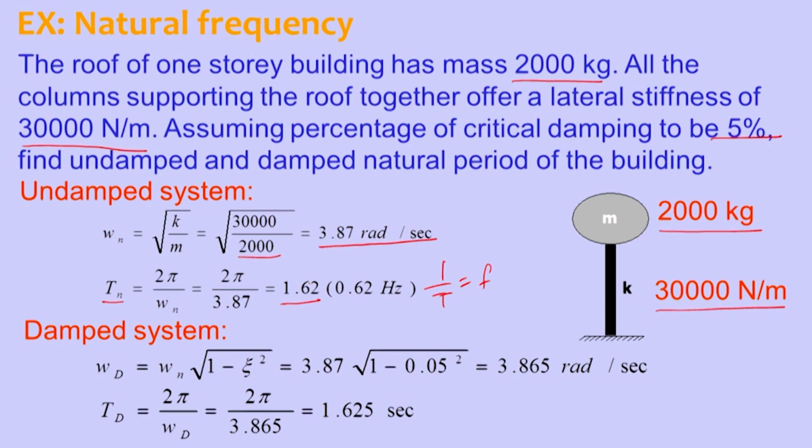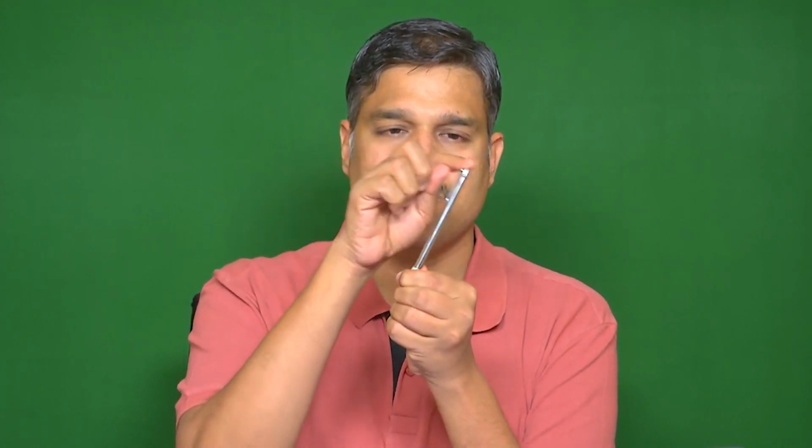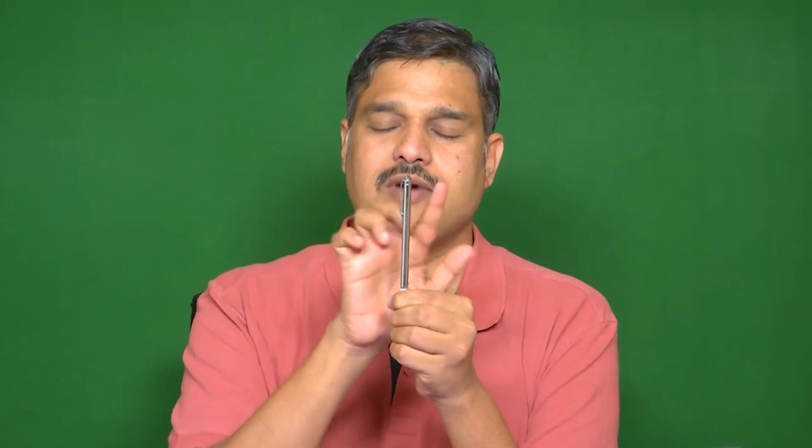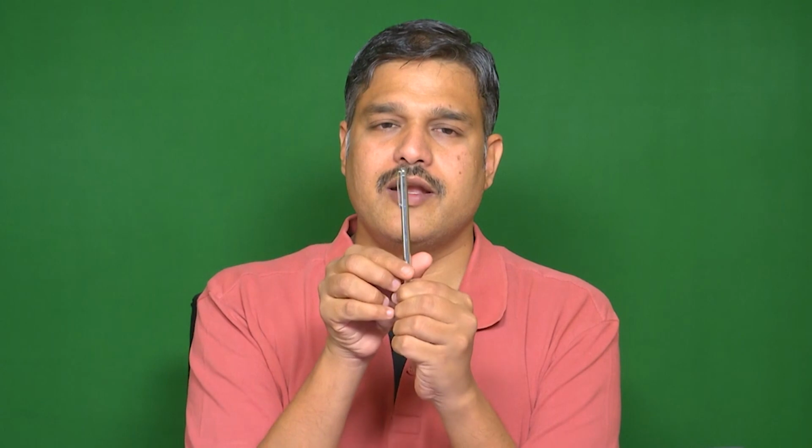It is something like this. If a building is vibrating, the time taken for this half, coming back, overshooting and coming back, is one cycle of vibration. So the time taken for one cycle of vibration is the natural period, and if a body is vibrating, the number of oscillations it is making per second, that is per unit time, is called frequency. So that is the relationship between natural frequency and natural period.